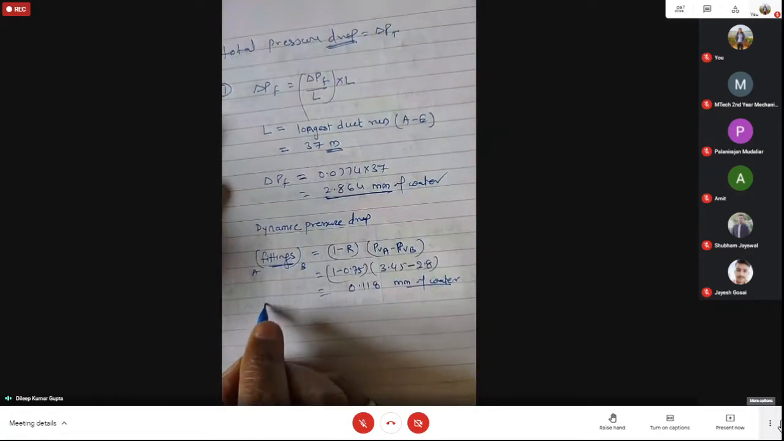Similarly, you'll find out the value of fitting pressure losses between B to C, C to D, and D to E. Is there any problem?